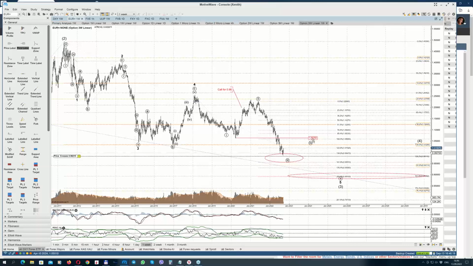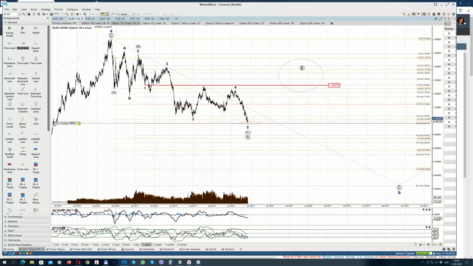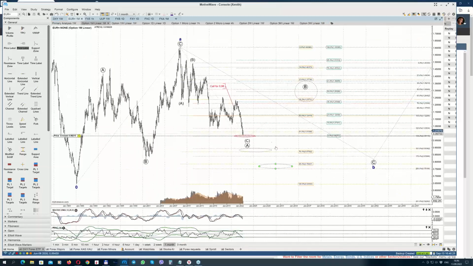However, in the case we take out 106.35, then we return to the option 1 monthly chart and see possible target for the wave circle B of a larger degree B wave. This target projection is preliminary. It shouldn't be taken as high confidence, but it provides us with clear evidence that we have a really attractive trade opportunity.